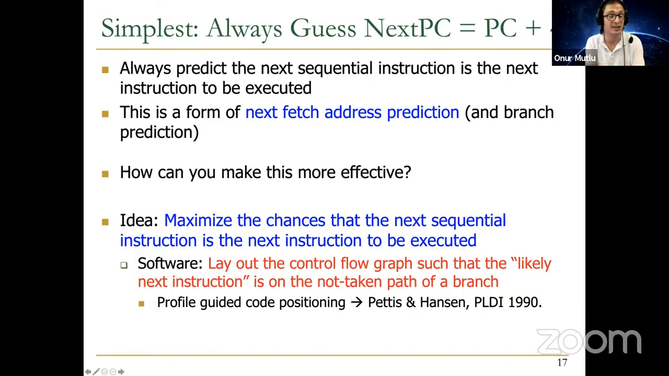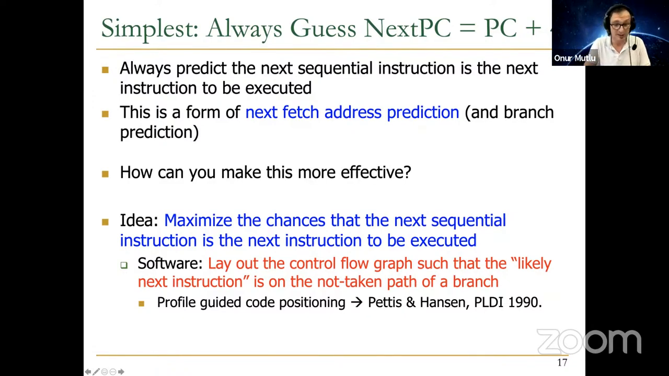Then you don't have a frequently executed path, right? You cannot maximize the chances that the next sequential instruction is the next instruction to be executed because both paths are well balanced. Okay, so keep this in mind. We may get back to this later on. But it's a powerful idea when branches are biased. And also a compiler can lay out the code and figure out the bias of the branches.